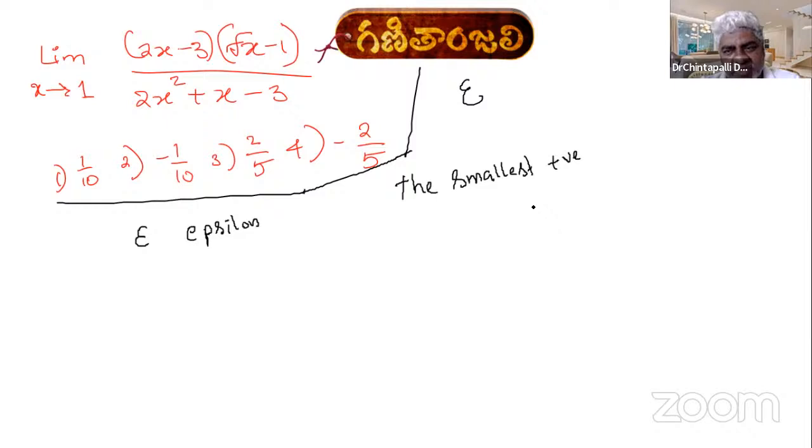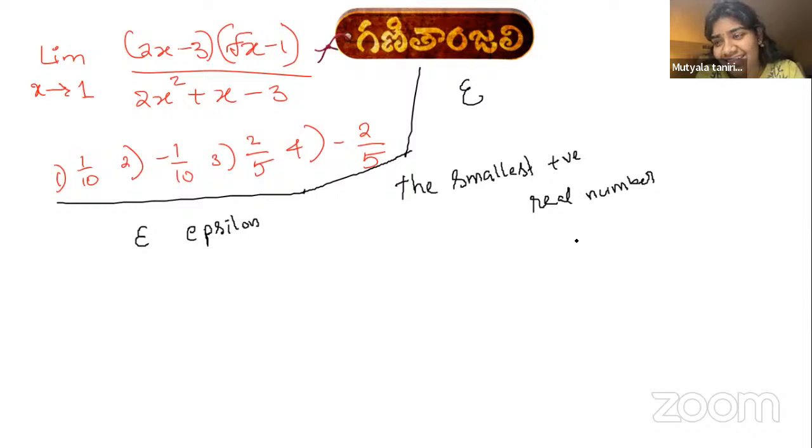The smallest positive real number. Please tell, what is the smallest positive real number? Epsilon, sir. Tell one positive real number. 2, sir. One is a smaller number. One is smaller than 2.